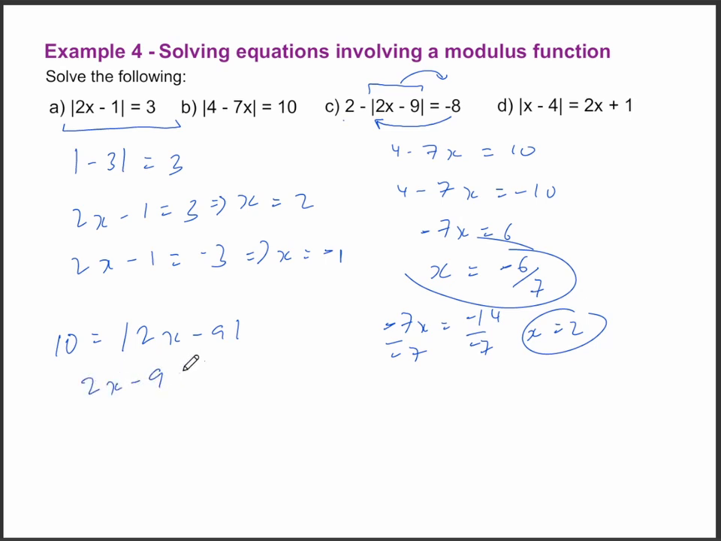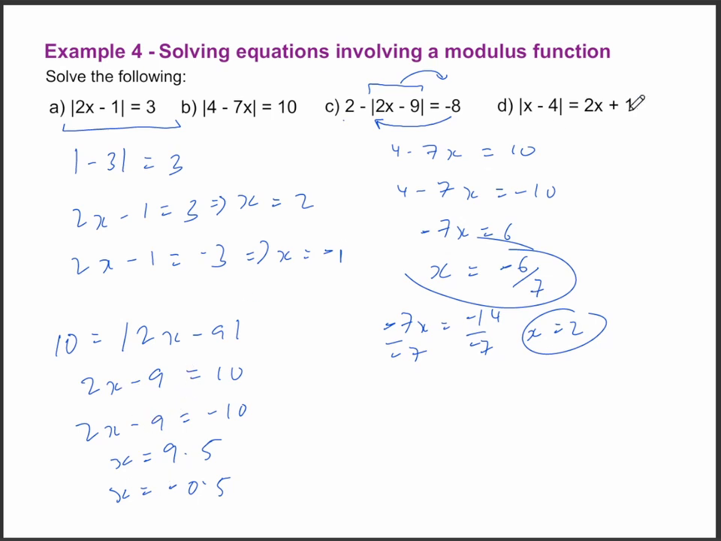So 2x minus 9 equals 10 and 2x minus 9 equals negative 10. We can solve both of these. We get 2x equals 19. Divided by 2, divided by 2, we get that x equals 9.5. And here 2x will equal negative 1. Divided by 2, divided by 2, we'll get that x equals negative 0.5. And here we get two answers as well.